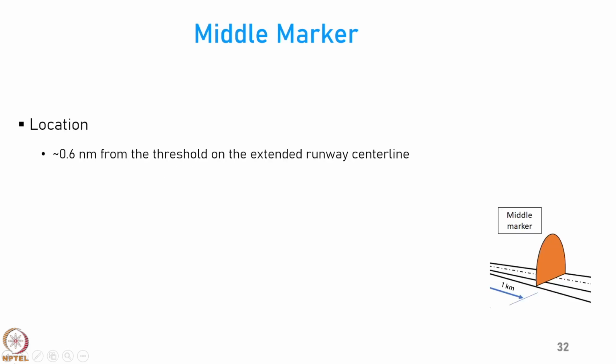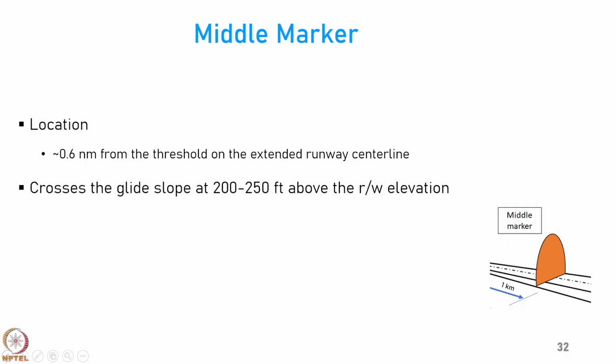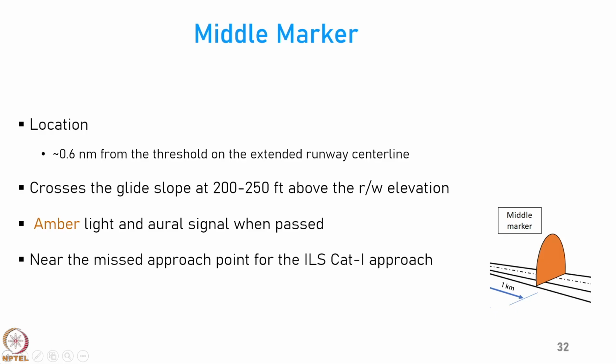The middle marker is located about 1 kilometer or 0.6 nautical miles from the threshold on the extended runway center line. It crosses the glide slope at 250 to 100 feet above the runway elevation. This is using an amber light. So, when the aircraft crosses the middle marker, the pilot gets an amber light and an aural signal when it passes. This particular point is near the missed approach point for ILS category 1 approach.